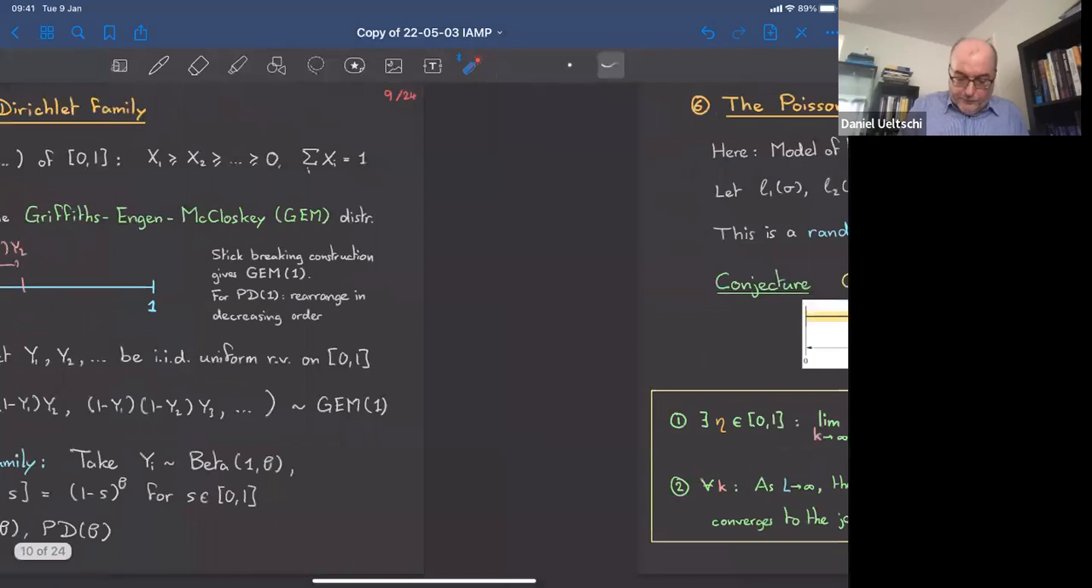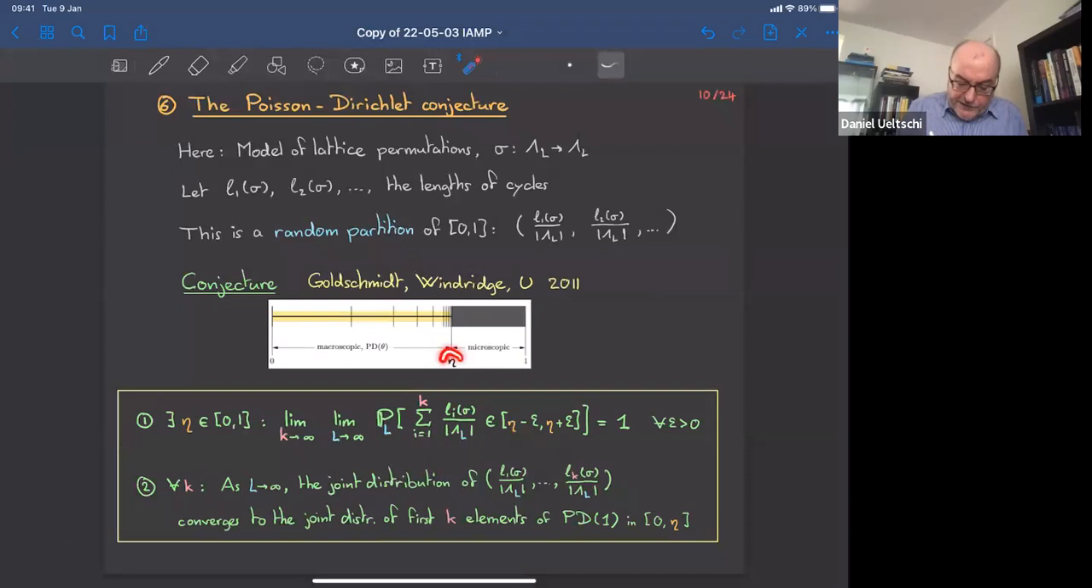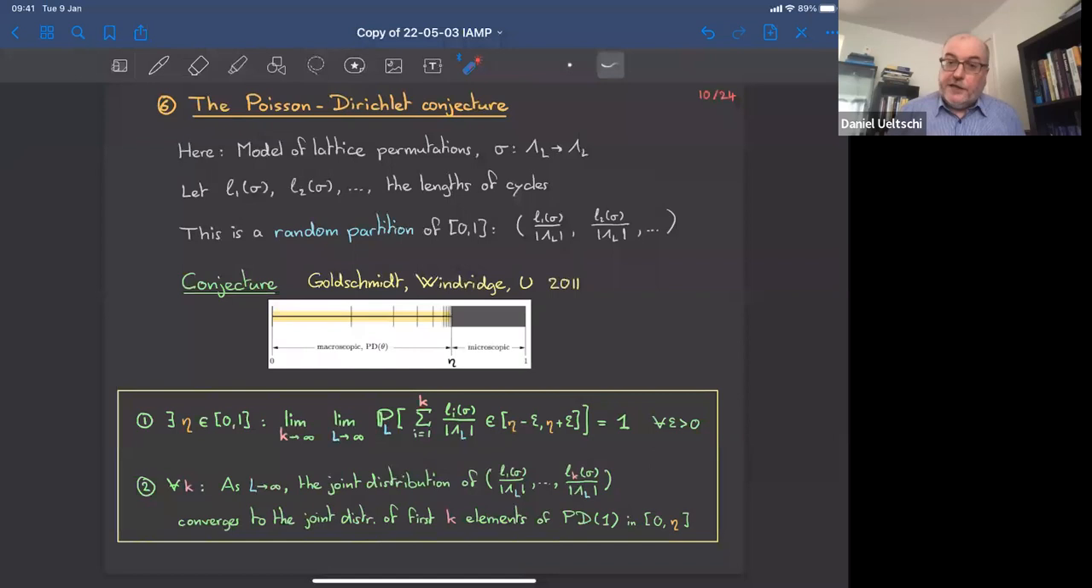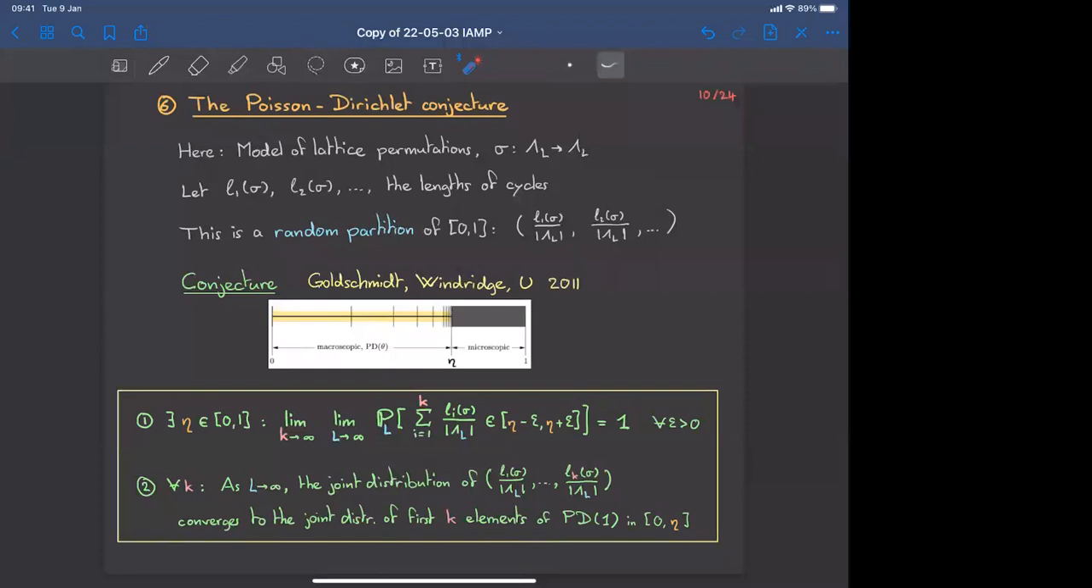So things depend on beta through this eta. This parameter eta depends on beta. The rest does not. It also depends on the dimension. So this is expected in dimension 3 and higher, not in dimension 1 and 2. Yeah, thanks for pointing it out.